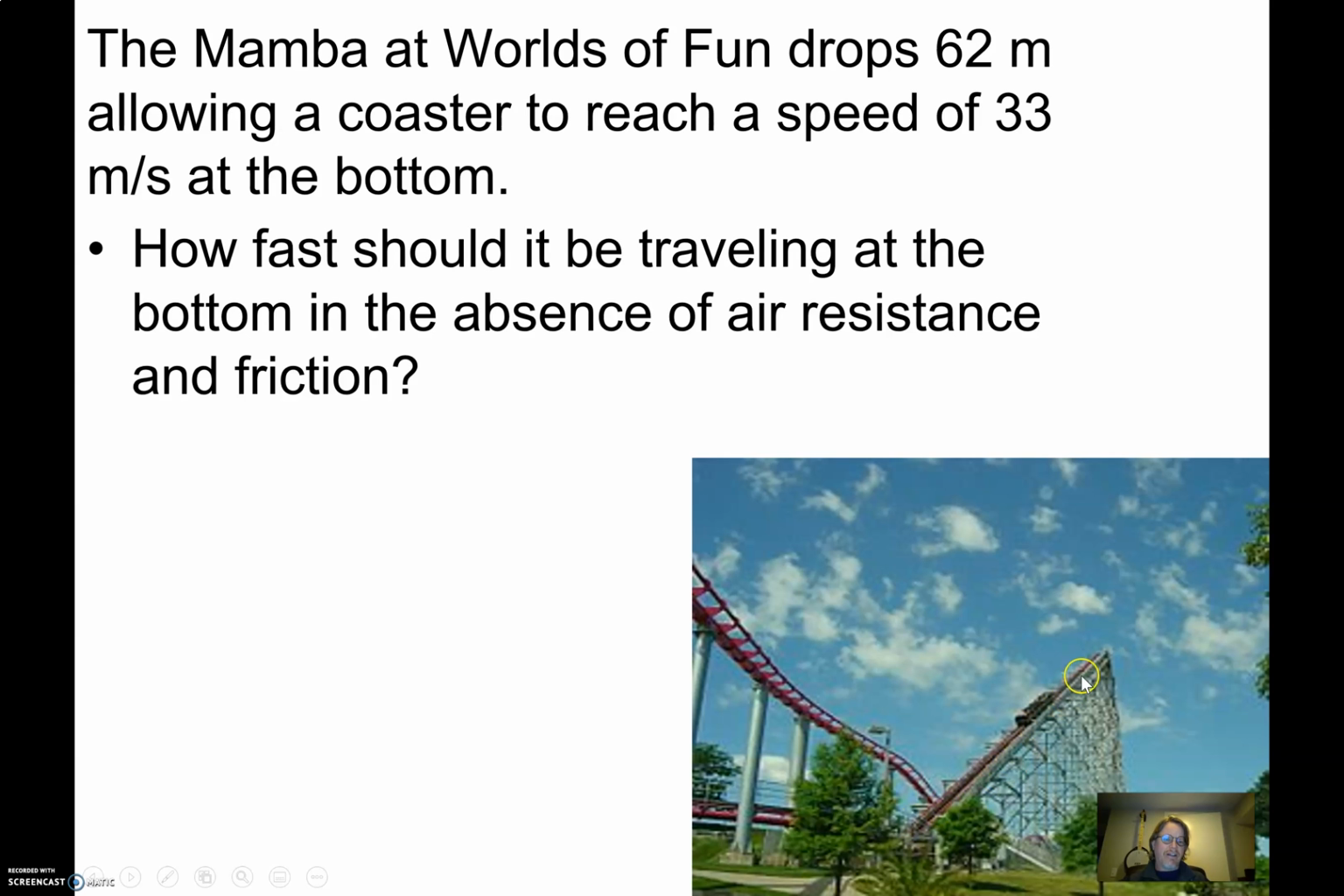So it's clickety click, click, click, click, clear to the top, and then you got that big drop there. And by the bottom, you're going 33 meters per second. Okay? How fast should it be traveling at the bottom in the absence of air resistance, though? So this is with friction and air resistance, it hits the 33. But theoretically, if you drop 62 meters, what should be your speed at the bottom if you don't have any of that stuff? Well, we set this up.